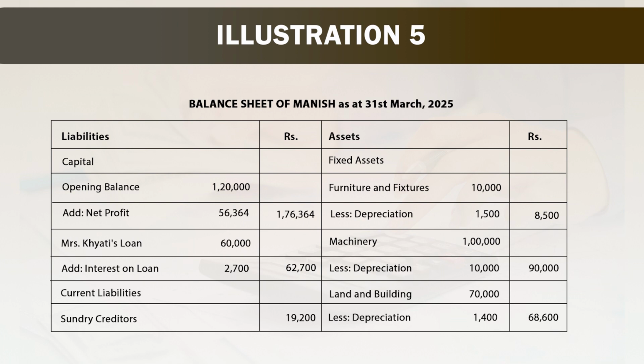The first item is about fixed assets, furniture and fixtures. We are having 10,000. On that, we have calculated depreciation 1,500, that comes to 8,500. We do have machinery 1 lakh rupees, depreciation on it 10,000, net figure 90,000 which we have disclosed. Then we are having land and building 70,000, from that depreciation to be deducted 1,400. So, 68,600 is the net amount after depreciation of land and building.